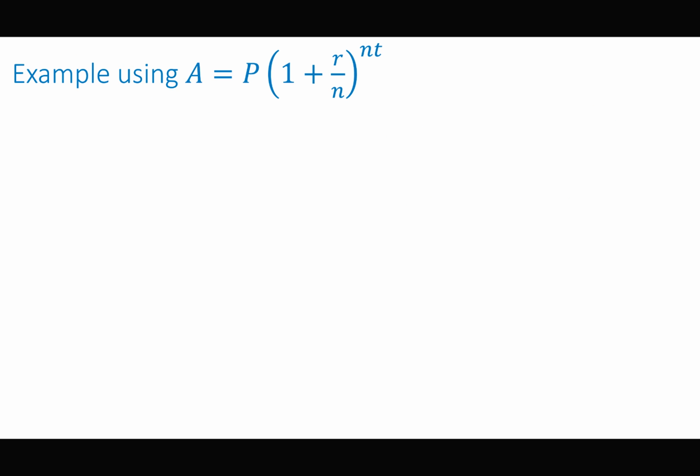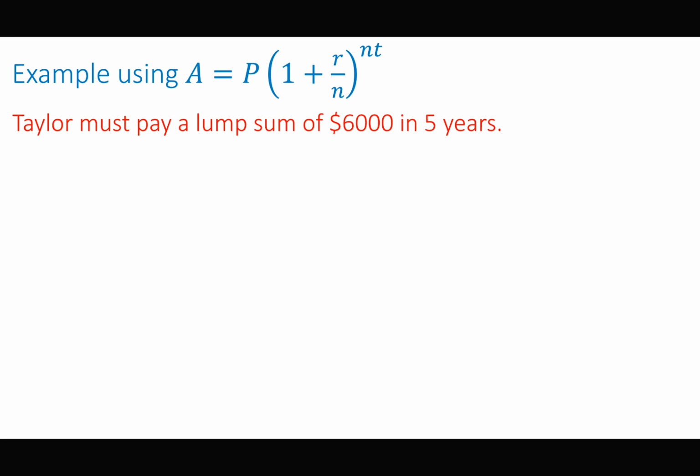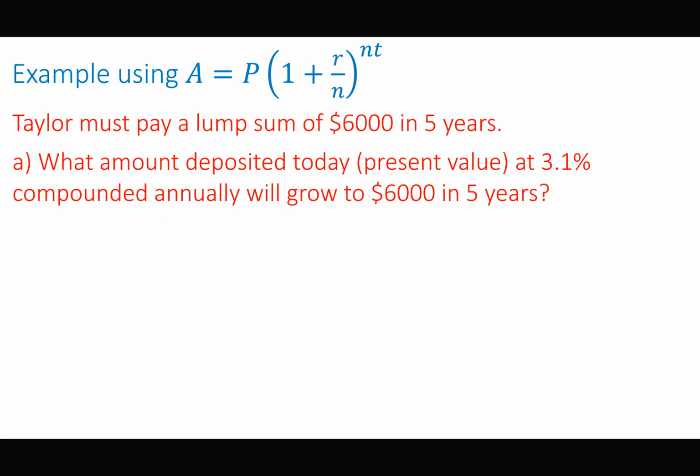Okay. Let's actually use this formula now. Taylor must pay a lump sum of $6,000 in 5 years. What amount deposited today, that present value, at 3.1% compounded annually will grow to $6,000 in 5 years? So in that blue equation on the top, what are we trying to figure out? What are we trying to find? P. We're trying to figure out what P is.